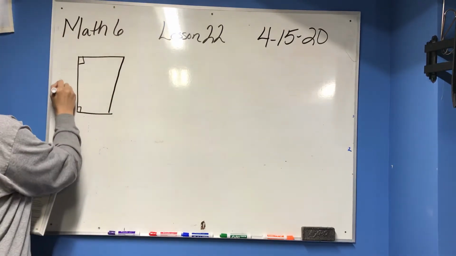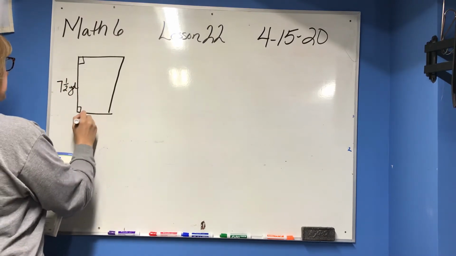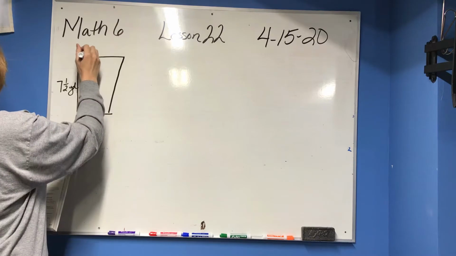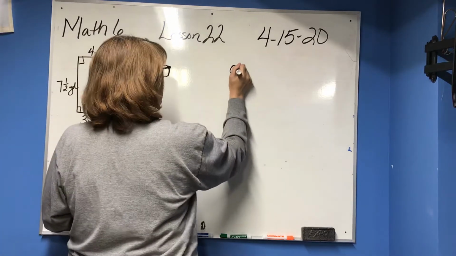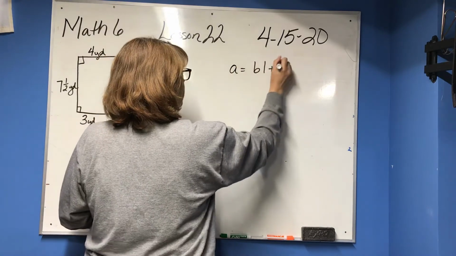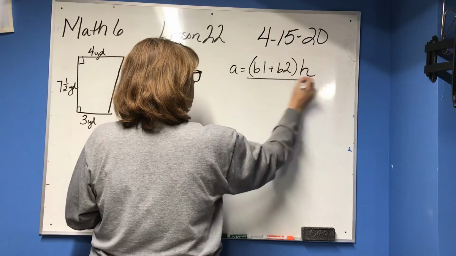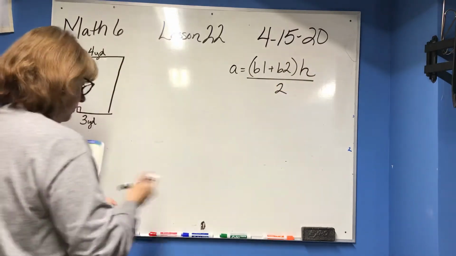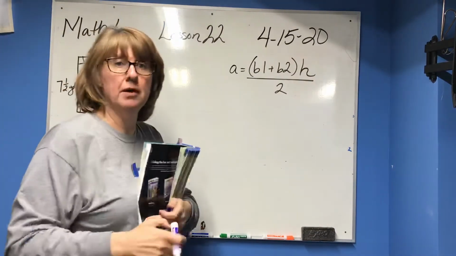So this is 7.5 yards, the height. This base is 3 yards, and this base is 4 yards. Okay, my formula is area equals base 1 plus base 2, in parentheses, times the height divided by 2. Okay, pause it here, go ahead and solve it, and then turn it back on and I'll show you the answer.